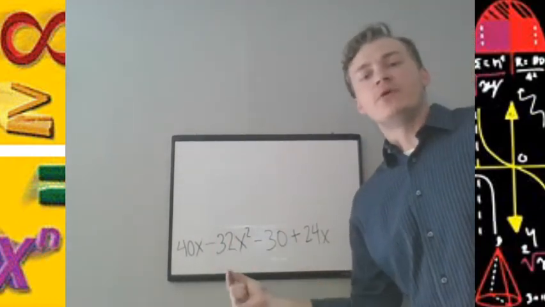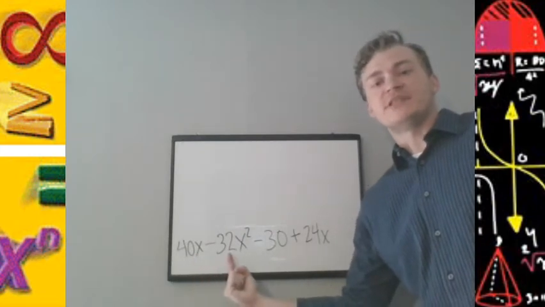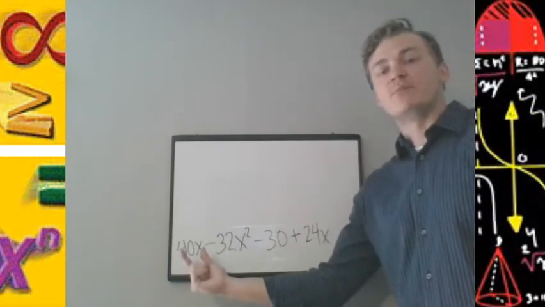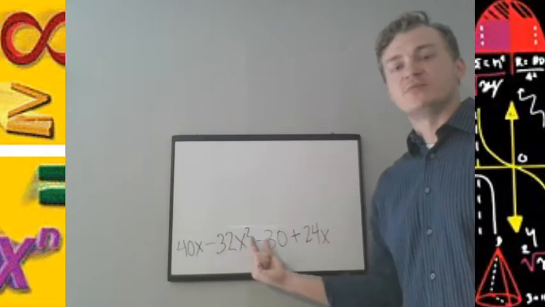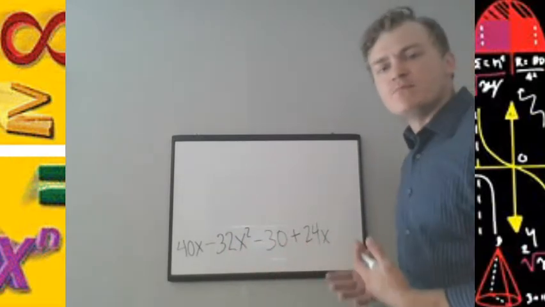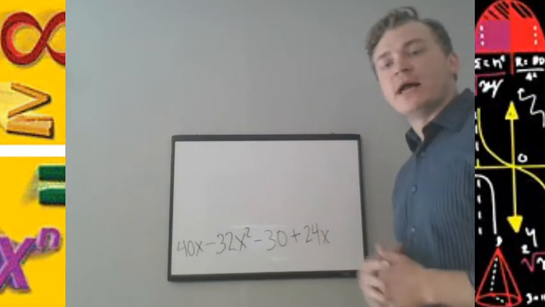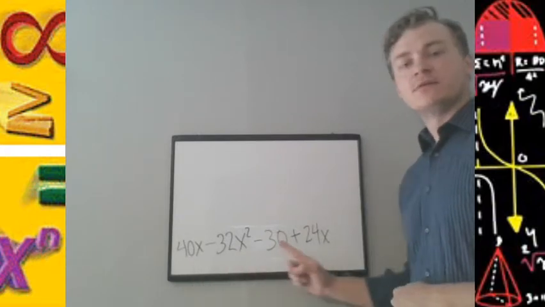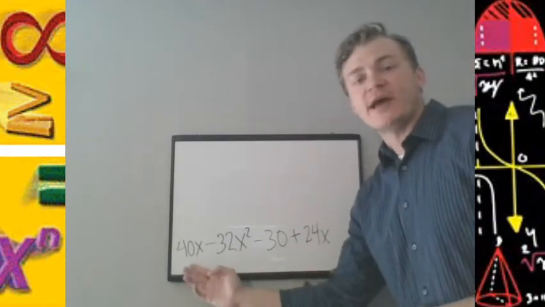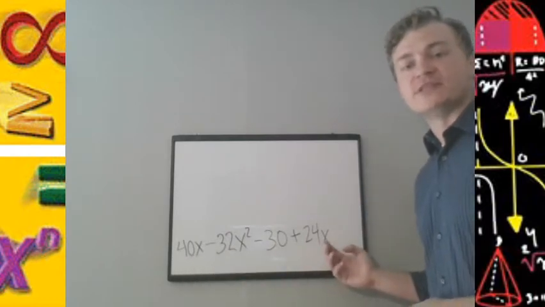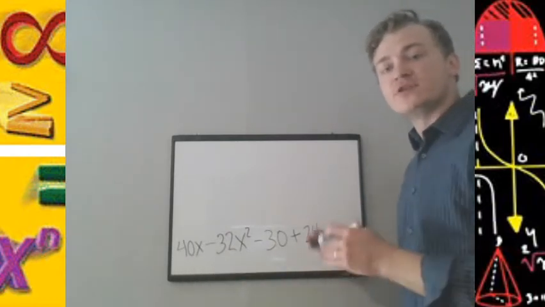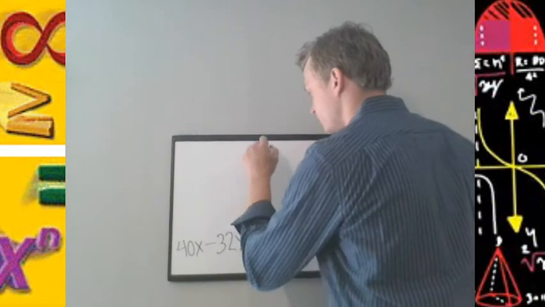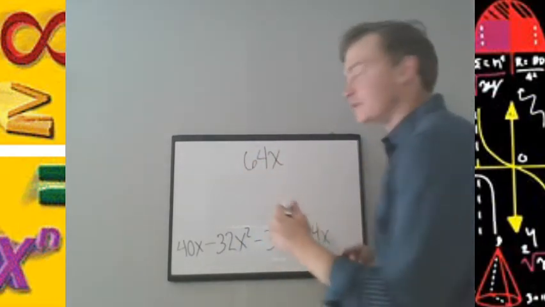So again, when we use FOIL, this is our first term, this is the outer term, this is the inner term, and this is the last term. We get this from the product of first terms, product of outer terms, product of inner terms, product of last terms. Are there any terms up here that can combine with one another? 40x plus 24x. How many x's do we have? We have 40 x's. But now we're going to add 24 x's to them. So overall, how many x's do we have? 40 plus 24 is 64. So we have 64 x's. The 64x is a positive 64.